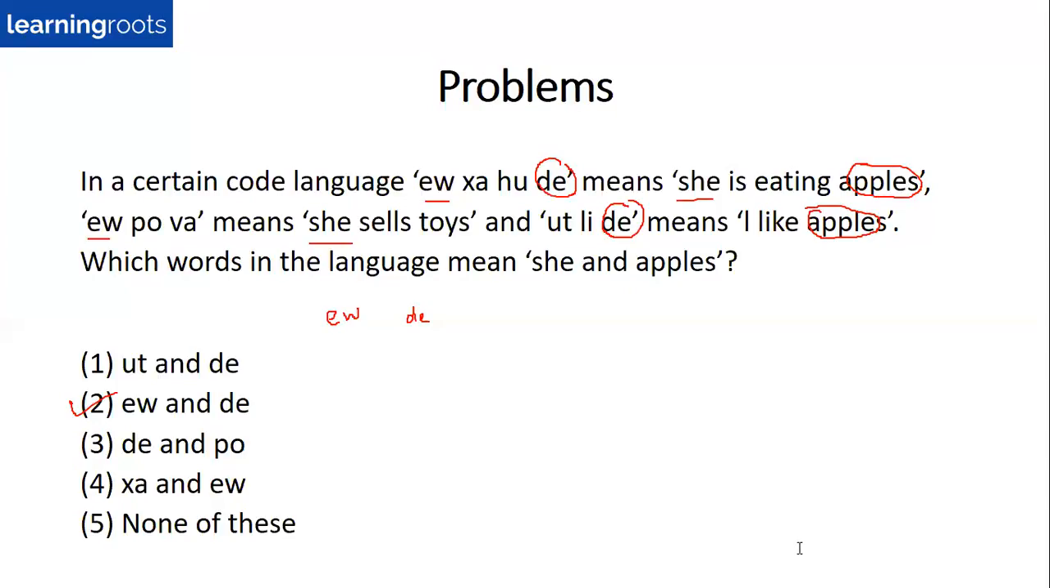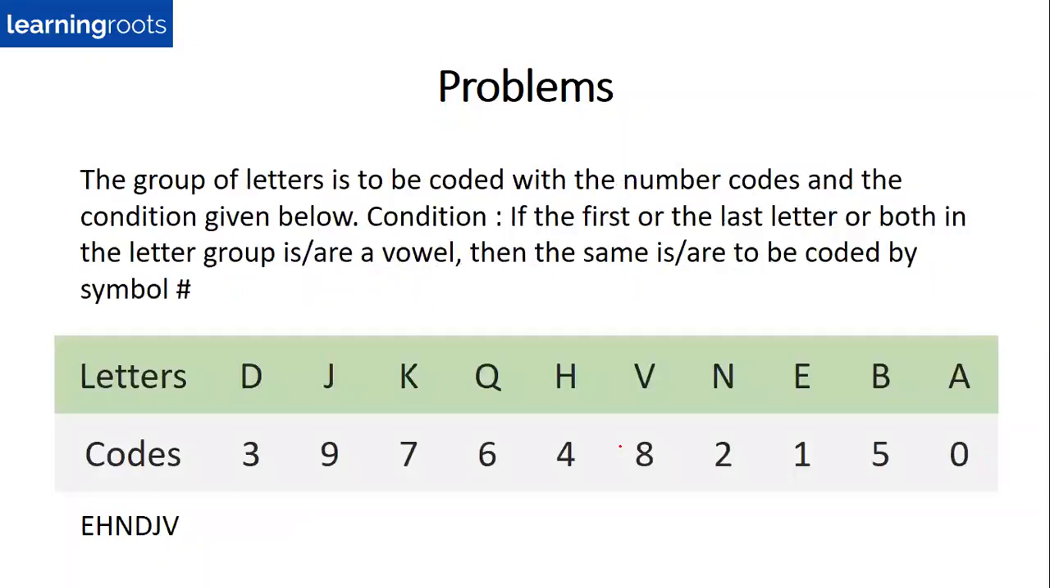Oh, Akash is saying, I thought we have to find code for "and" also. Okay, in that case, it would have been "cannot be determined" because you don't have "and" anywhere, right? So you can't really determine that. Okay, moving to the next one.